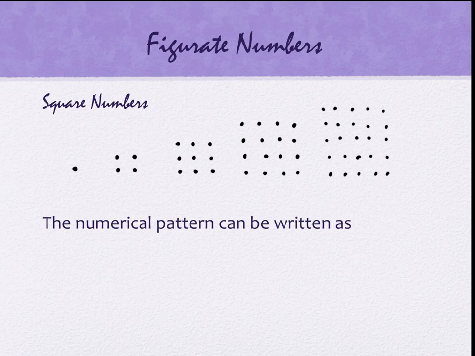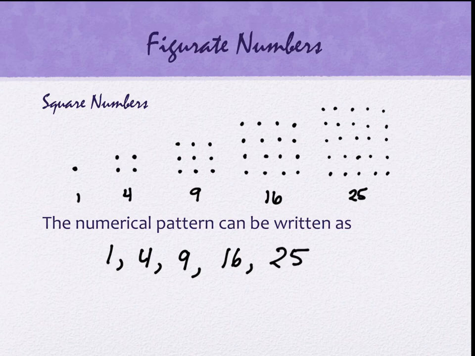All right, so if I'm looking at these dots, I'm doing the same thing I did in the last one, counting the number of dots. How many dots are there in the first shape? Just 1. Second one? 4. Third one? 9. And then 16. What's the last one? 25. So I have 1, 4, 9, 16, 25.